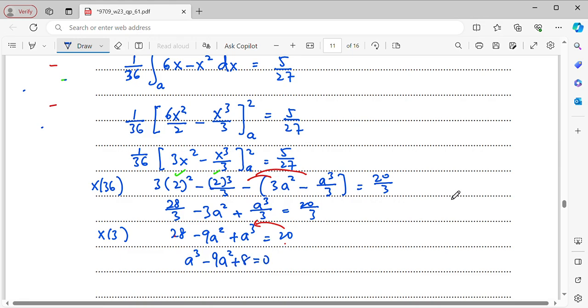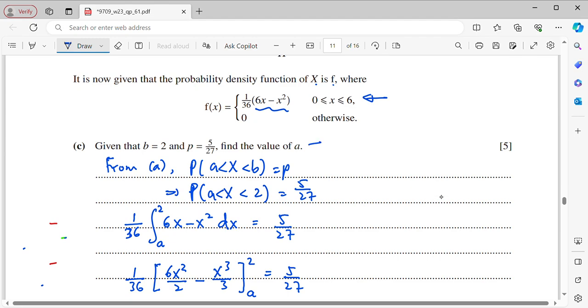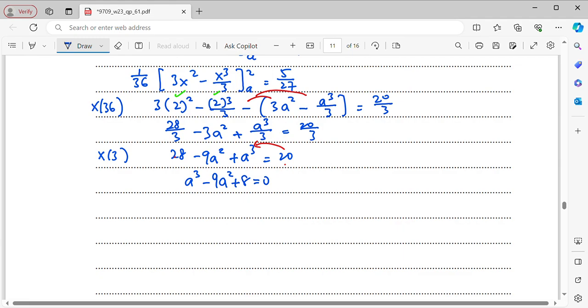Now, the question is asking for a, and to find the value of only one a. So therefore now to get the a, I need to solve this cubic equation. To solve this cubic equation, you can just let h(a) be the cubic equation. Then now use a trial and error method. h(1) is 1 cubed minus 9 times 1 squared plus 8. Then it will be 0. That means a minus 1 is a factor.